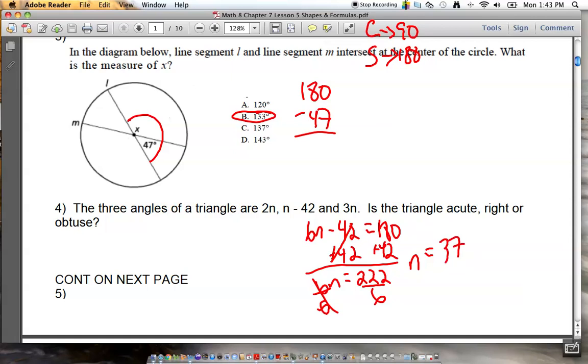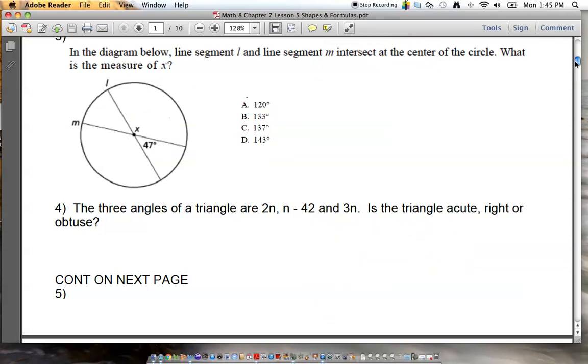So that makes this guy, 2 times 37 is 74. 37, oh, that would be a really neat trick. This doesn't exactly work. Negative 5, which would never be. And 3 times 37 is 111. So we're just going to say, for argument's sake, even though negative 5 really does throw this off, that it has to be obtuse because it comes out to 111. Okay?